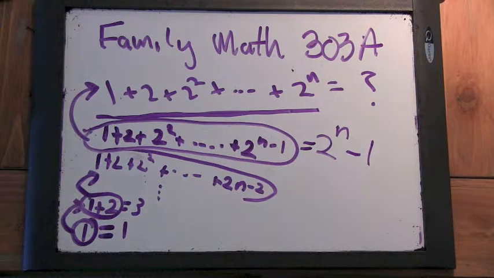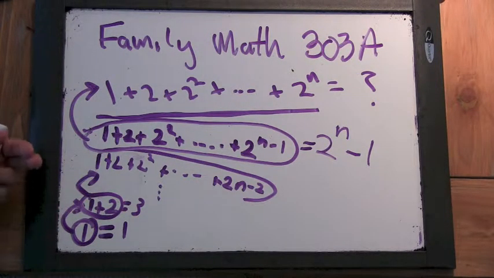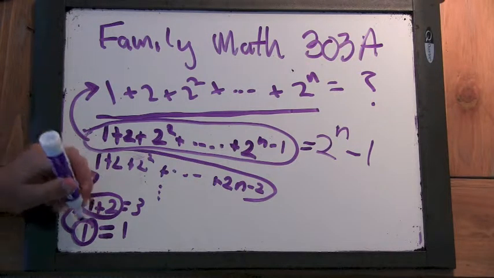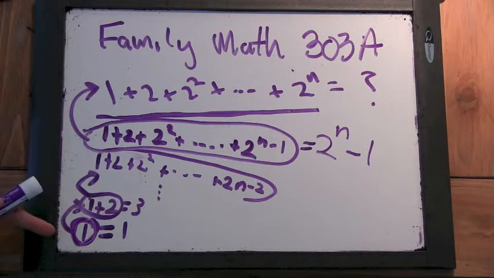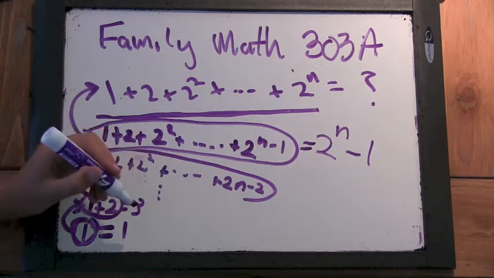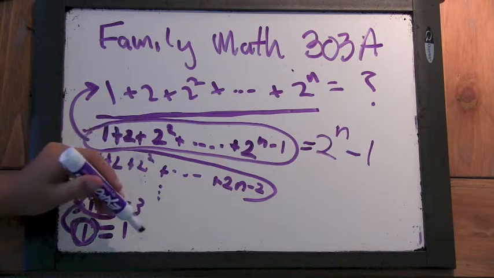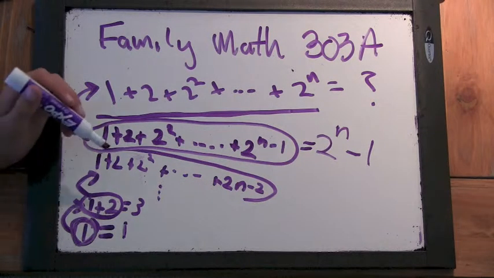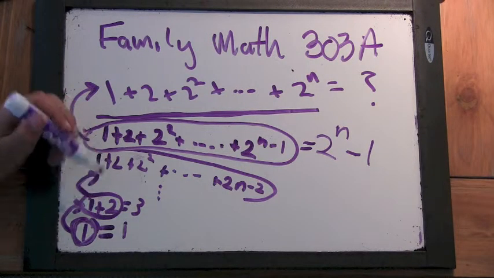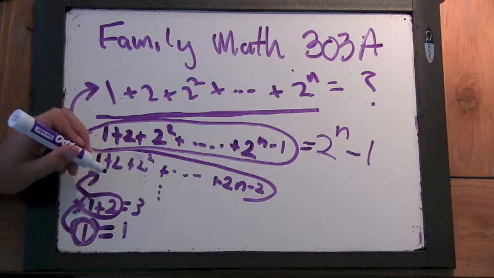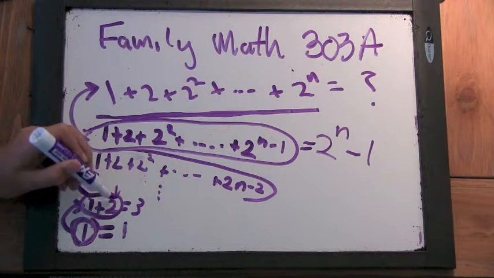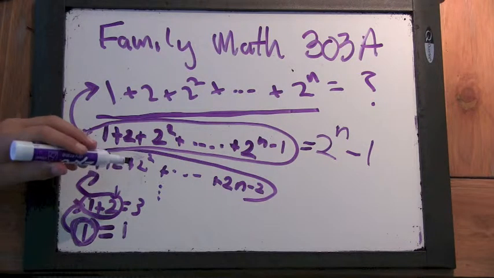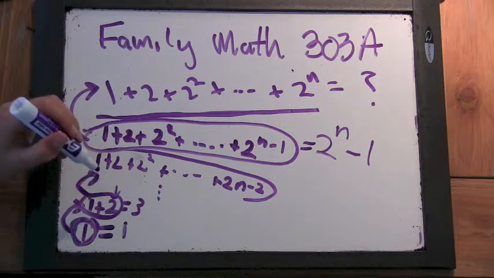Why don't we see if that holds true down at the bottom? So this is the n minus 1. So n here is 1 because 2 to the n minus 1, so 2 minus 1 is 1. Then here, this is 2 to the 1, so n is 2. And that works.